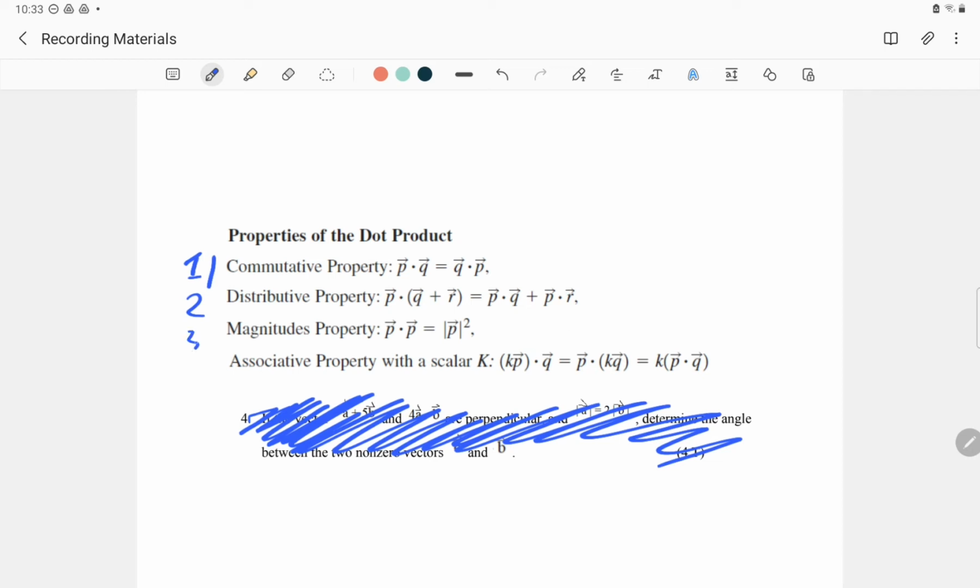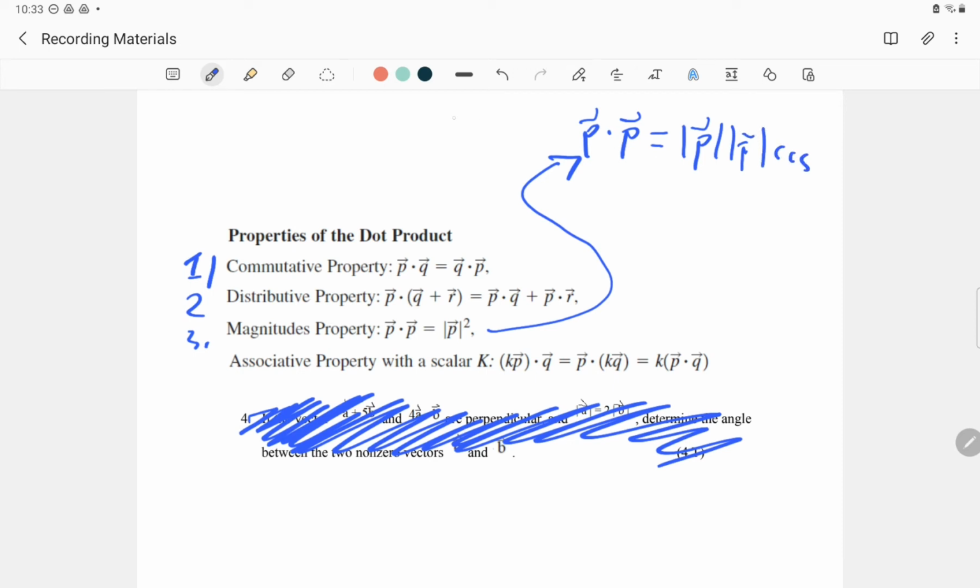So the third one, which is quite important, is the magnitudes property. It states that when you take the dot product of two identical vectors, the result will be the magnitude of the vector squared. To illustrate this, using the equation from before, the dot product of these two vectors is the magnitude of p times the magnitude of p times cosine.